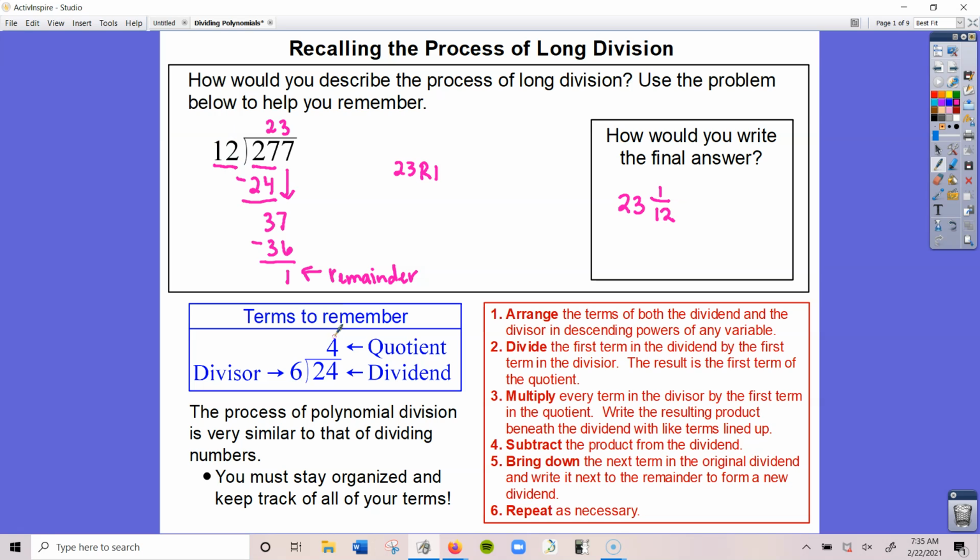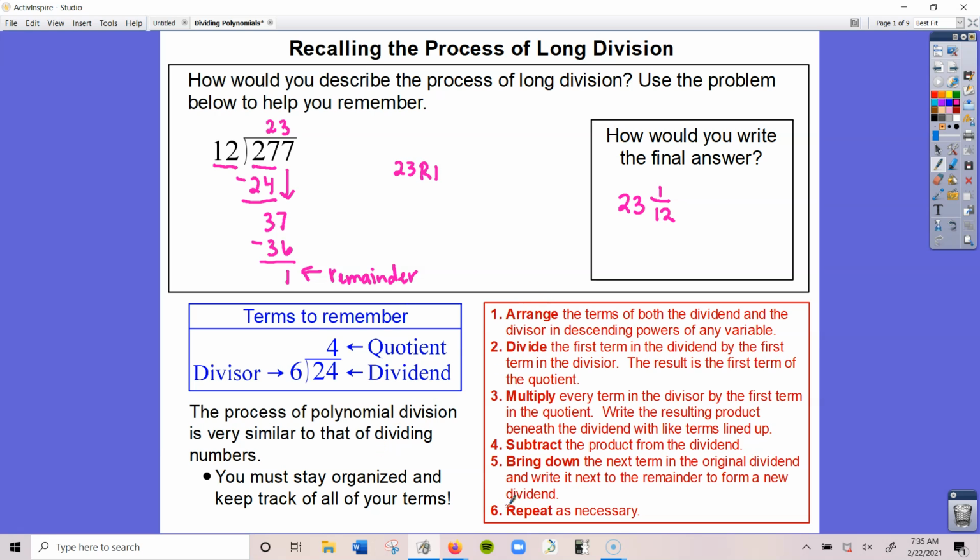So a couple of things to keep in mind so that you're not lost in terms of vocabulary. Whatever you are dividing by, that is the divisor. What is getting divided is the dividend. And then the answer is called the quotient. So like I said, the process of polynomial division is very similar to that of dividing numbers.